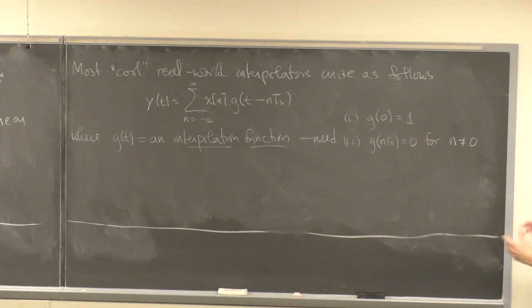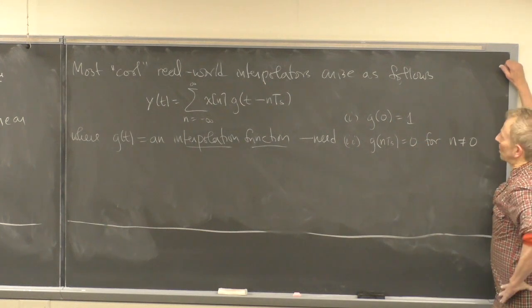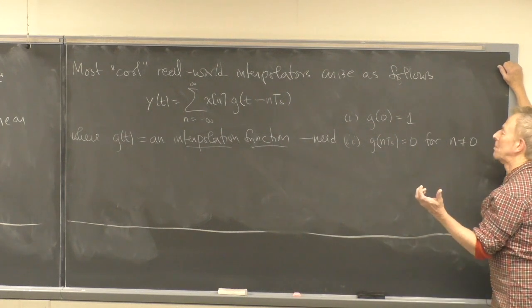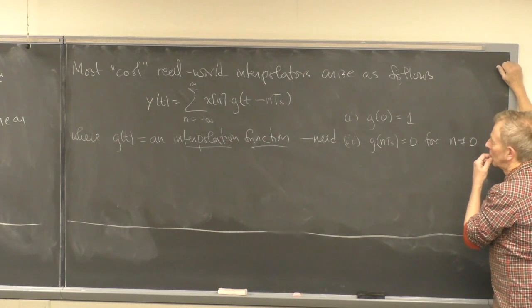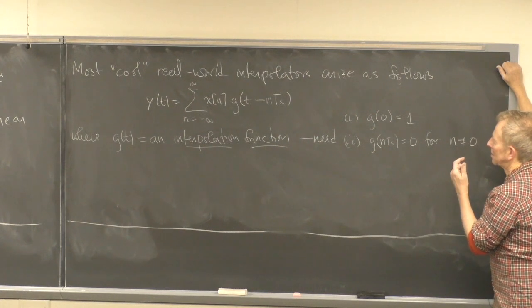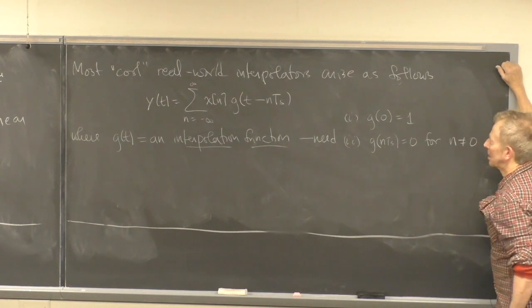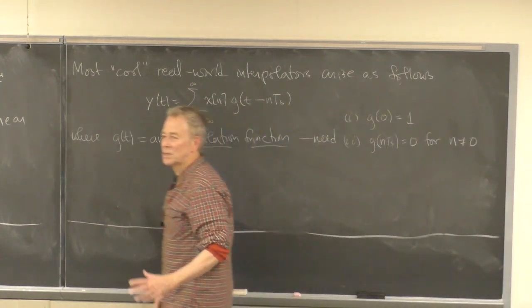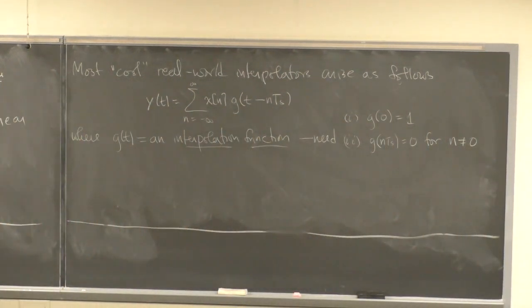The reason we need these things, if you look at that sum, is: what if I plug in n Ts for little t? I want to get x of n back. And that means all the other terms except the one involving x of n have to be 0. So anyway, I don't want to get too deeply into this. This is a topic for another course, or EC 3250 or whatever.